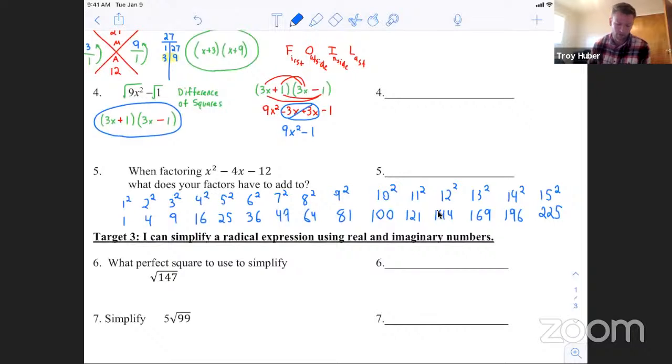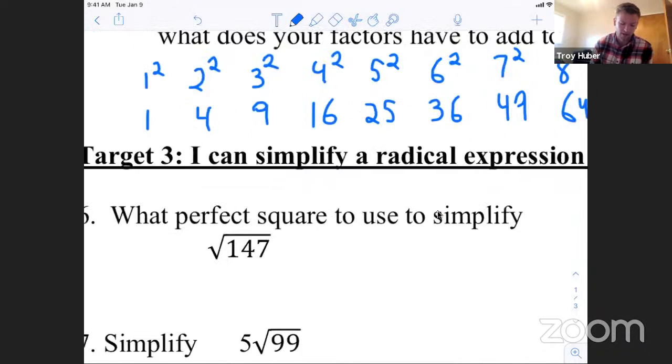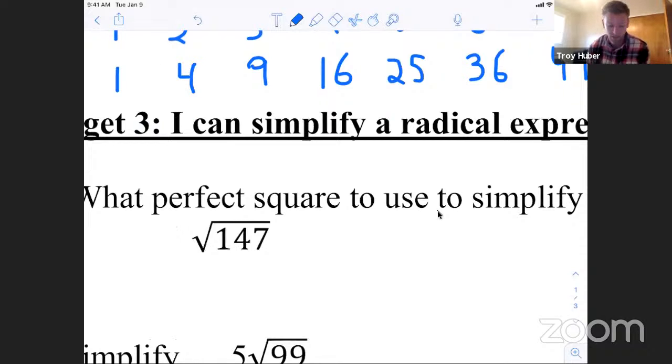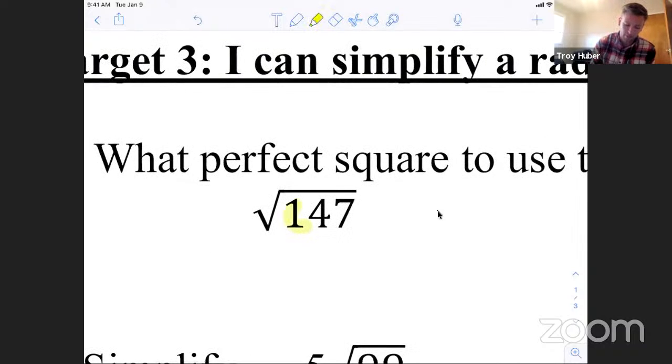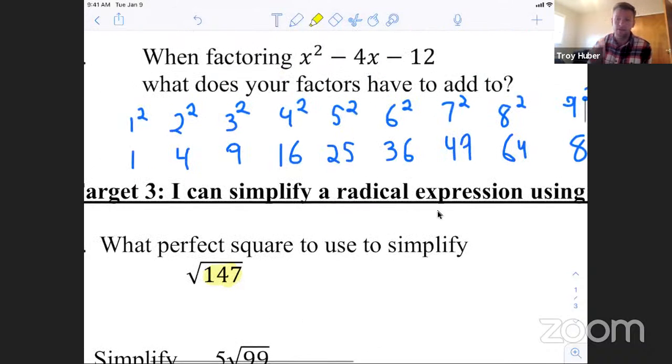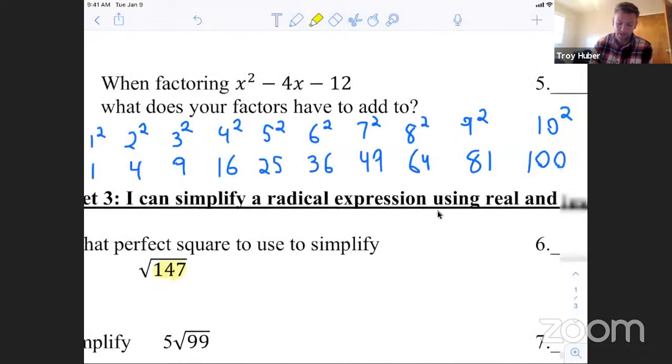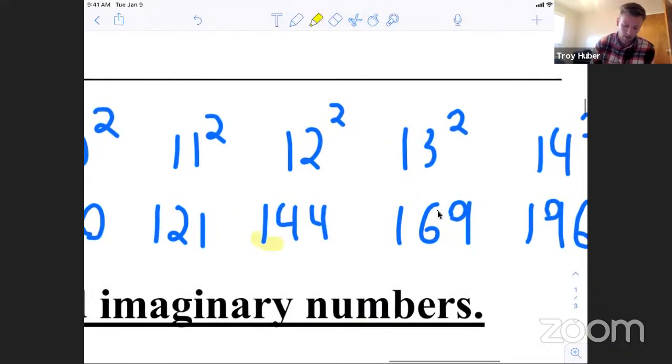All right, so it says, what perfect square could we use to simplify the square root of 147? So here's how I teach this, okay? Look at what you're trying to simplify. See this 147? Go to your perfect squares list that we just made and find the first perfect square that is less than 147. So I go, okay, less than 147 would be 144 right here. Okay, and for this part, you're going to need your calculator, which I know you all have. You can just use the one that's right on your phone. All right, and what I'm going to type into that calculator is 147 divided by 144.